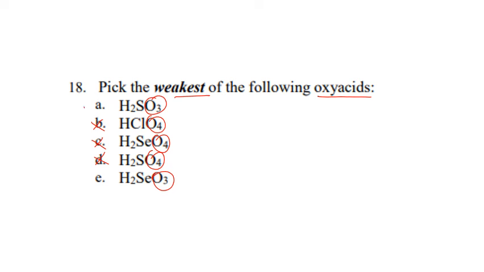Now from choices A and E, we can pick one of them based on the electronegativity of the element other than oxygen, which is sulfur here, selenium here. If you look in the periodic table, in the 16th group, sulfur is above selenium, and electronegativity decreases down the group. The weakest is the one with the lowest electronegativity. So E is the right answer because selenium has the lowest electronegativity.